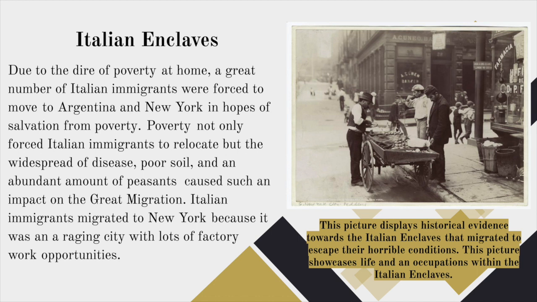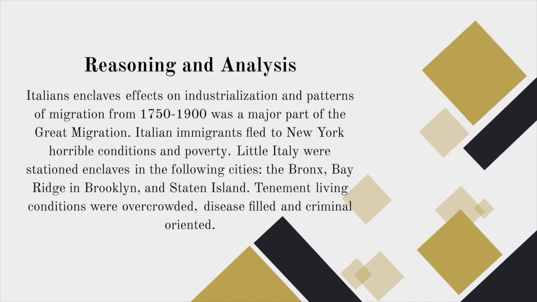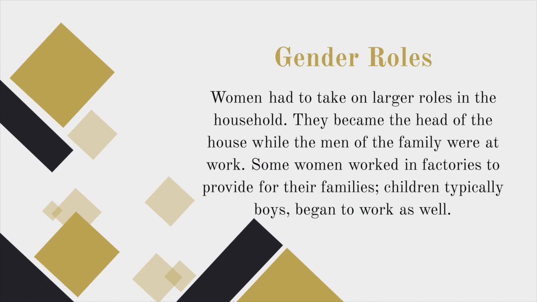Italian immigrants migrated to New York because it was a thriving city with lots of factory work opportunities. Italian enclaves' effects on industrialization and patterns of migration from 1750 to 1900 were a major part of the Great Migration as well. Italian immigrants fled to New York because of horrible conditions and poverty. Little Italy enclaves were stationed in the following areas: the Bronx, Bay Ridge in Brooklyn, and Staten Island. Tenement living conditions were overcrowded, disease-filled, and criminal-oriented.